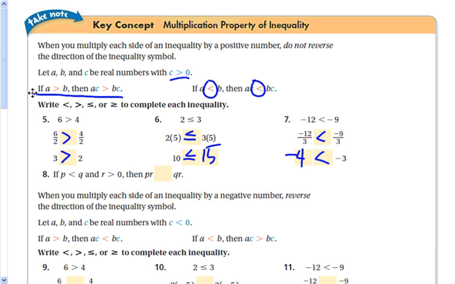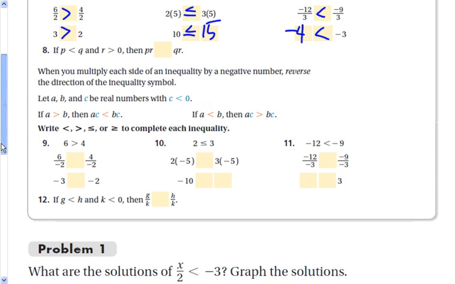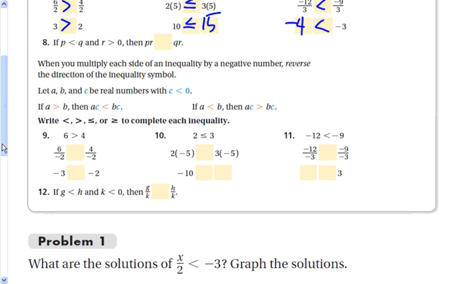All right? When you multiply each side of an inequality by a negative number, reverse the direction of the inequality symbol. So if A is greater than B, then A times C will be less than B times C if C is less than 0. In other words, if C is a negative number. And if A is less than B, then A times C will be greater than B times C if C is a negative number. And that's also true for division, because division is really just multiplying by the reciprocal.